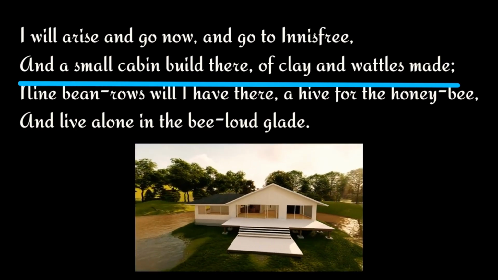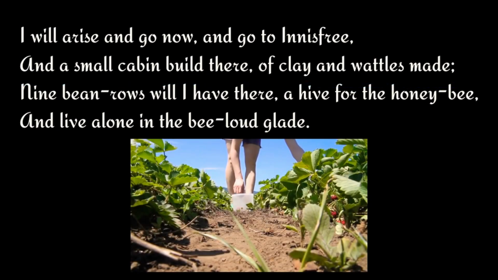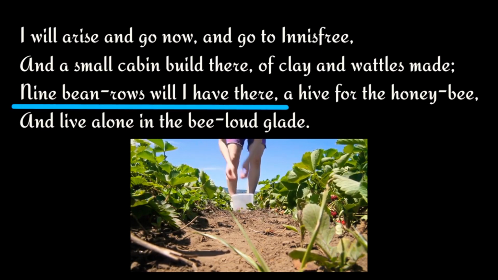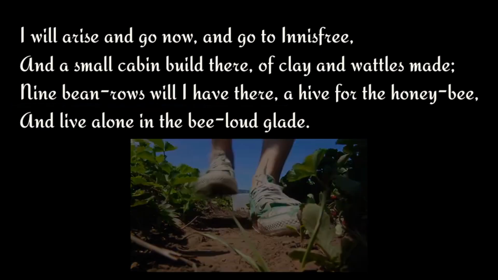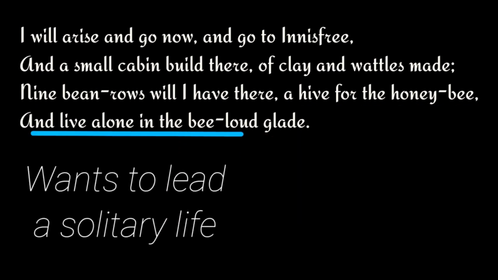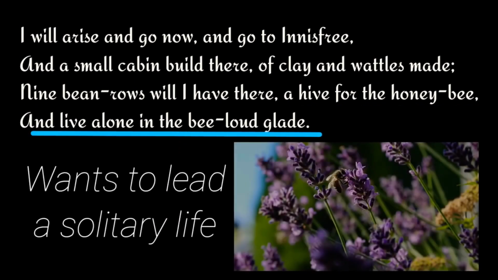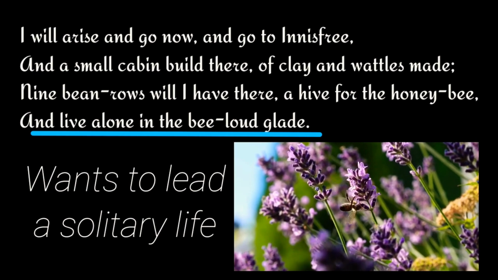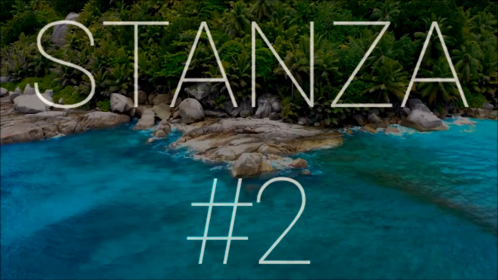He would like to be self-sufficient, so for that he will grow his own food. He imagines a garden with exactly 9 rows of beans, and he will also get honey from his own honeycomb. The poet wants to lead a solitary life with bees buzzing loudly in the open glade far away from the maddening crowd. Now let's move to stanza 2.